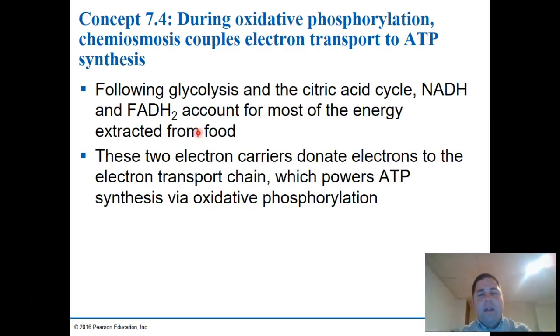Alright, so once we've done glycolysis and cellular respiration, we're going to go to oxidative phosphorylation. Oxidative phosphorylation is where we take advantage of all those NADHs and FADH2s we've generated. At this point we have 10 NADHs, 2 from glycolysis and 8 from the citric acid cycle. We have 2 FADH2s from the citric acid cycle.